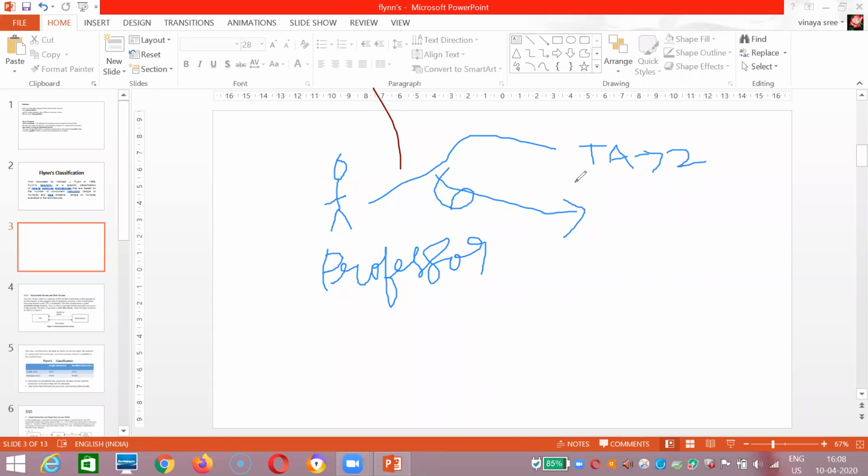So what is happening? The first teaching assistant will complete 2 subject corrections, the next will complete 2 corrections, the next will complete 2 corrections, and in total all corrections will be completed. This is your first approach. The second approach: there are 6 subjects, right?